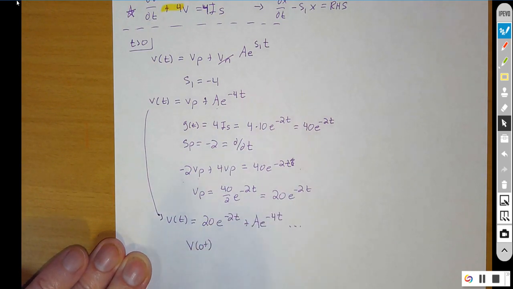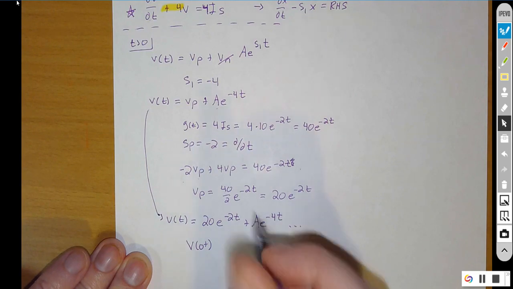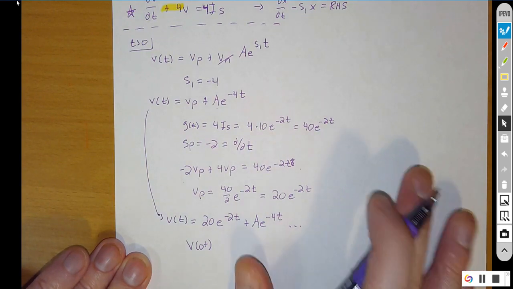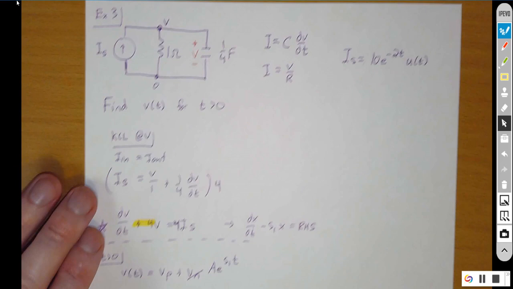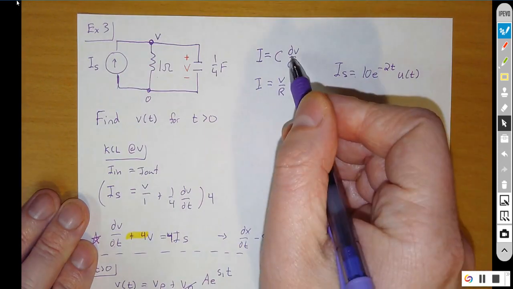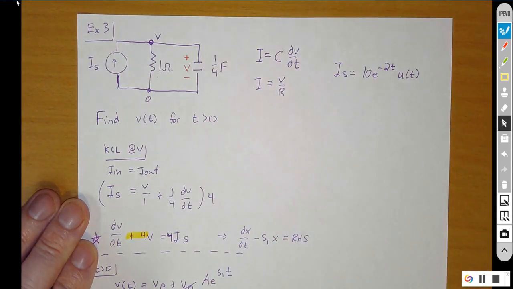So that's what we want to know. Because once we know what v at 0 plus is, we can plug in a bunch of zeros and we'll be in good shape. So v of 0 plus through a capacitor is equal to v of 0 minus. Why is that?